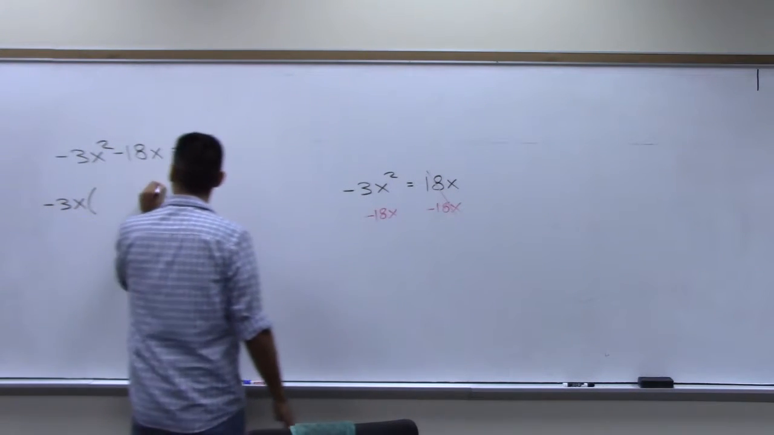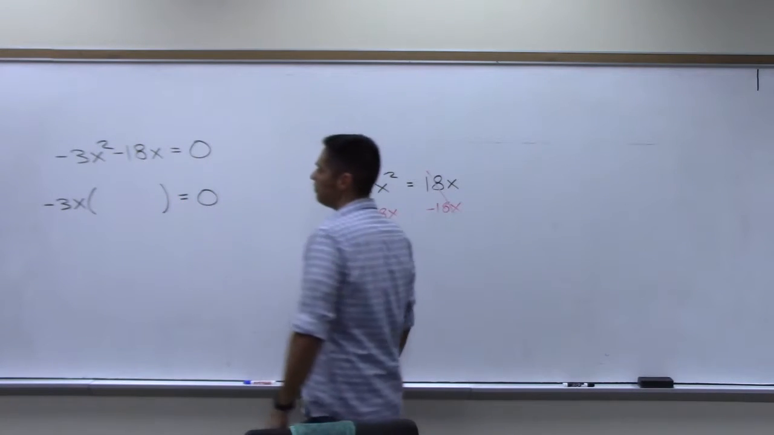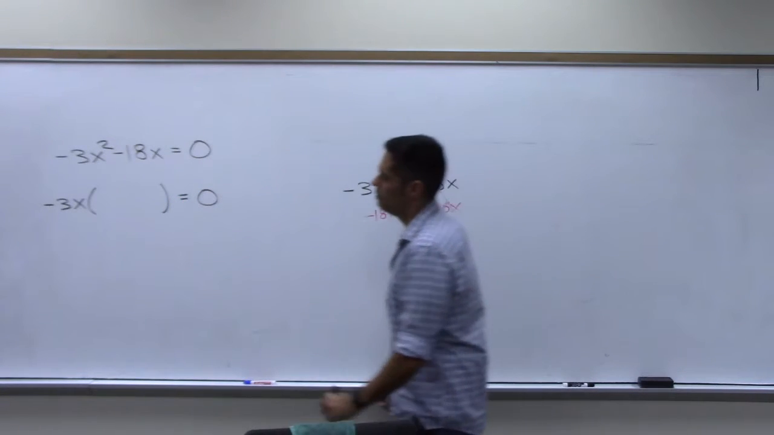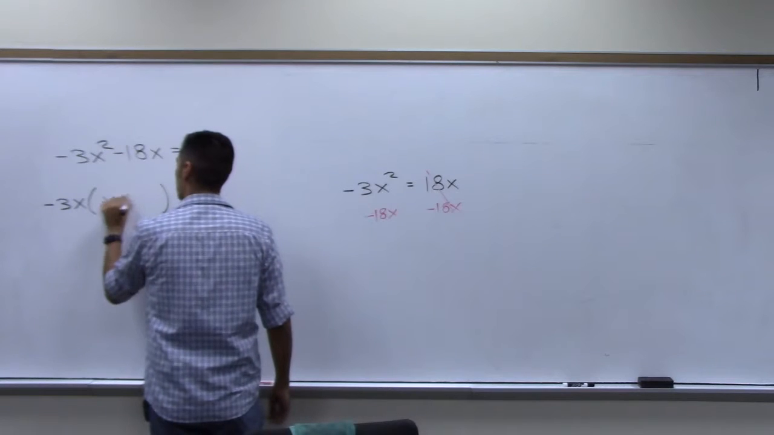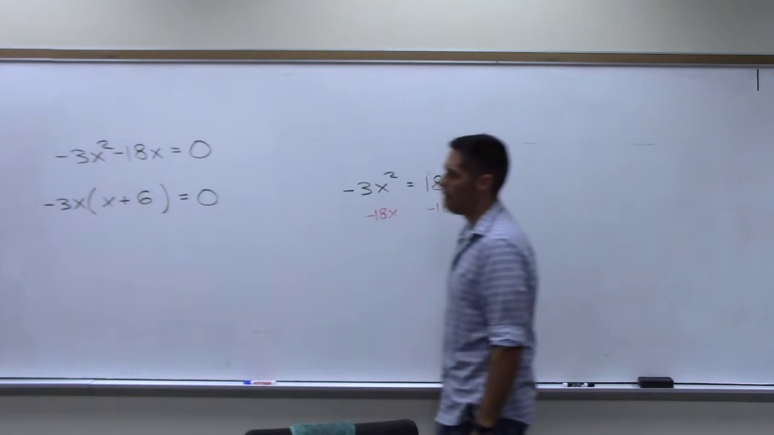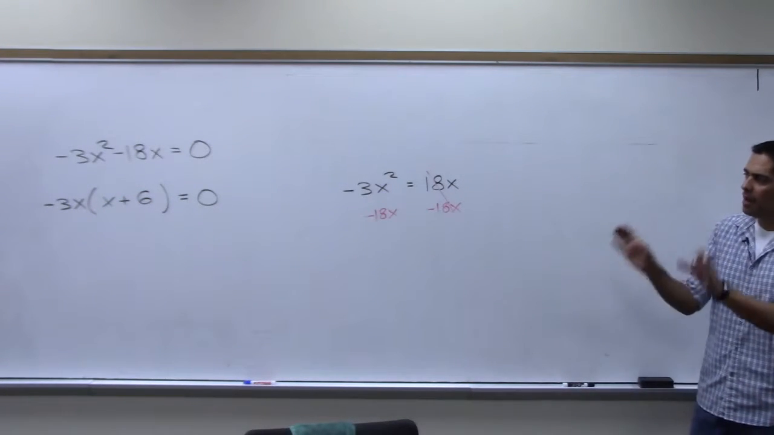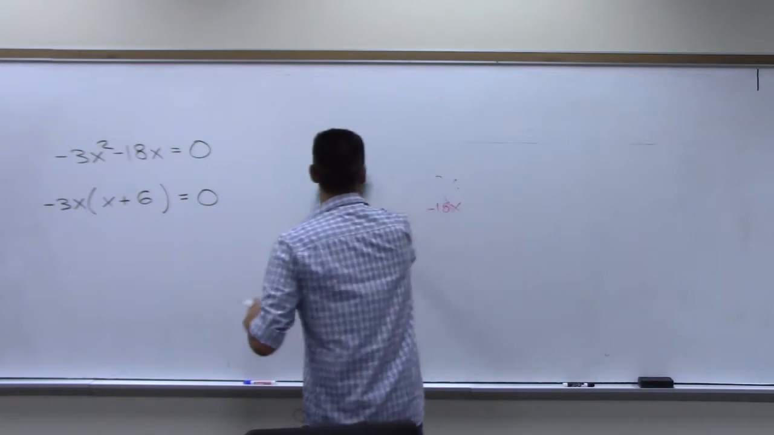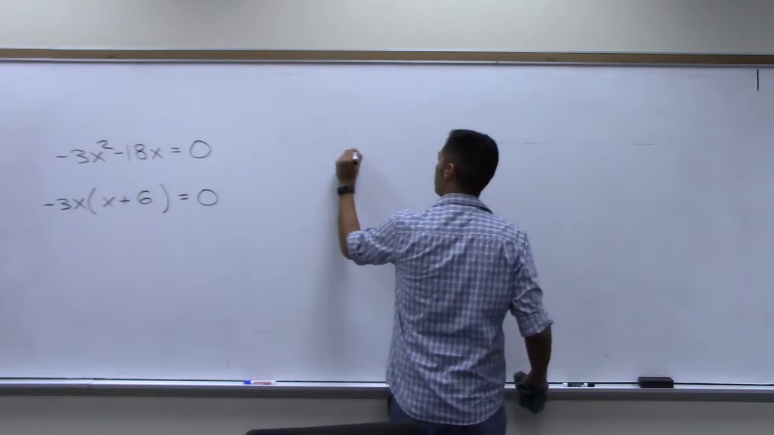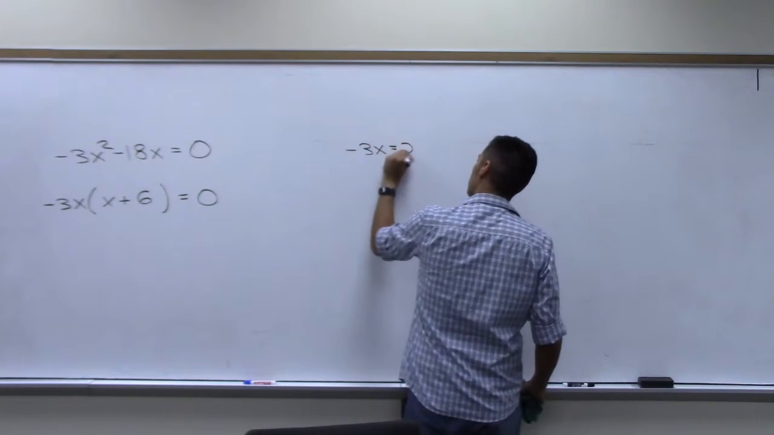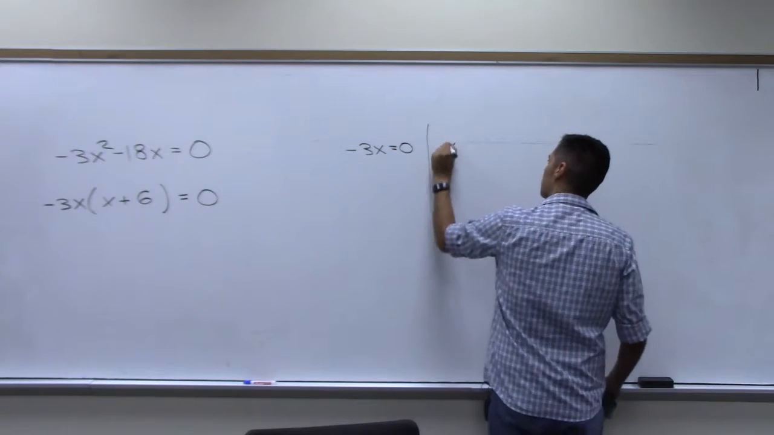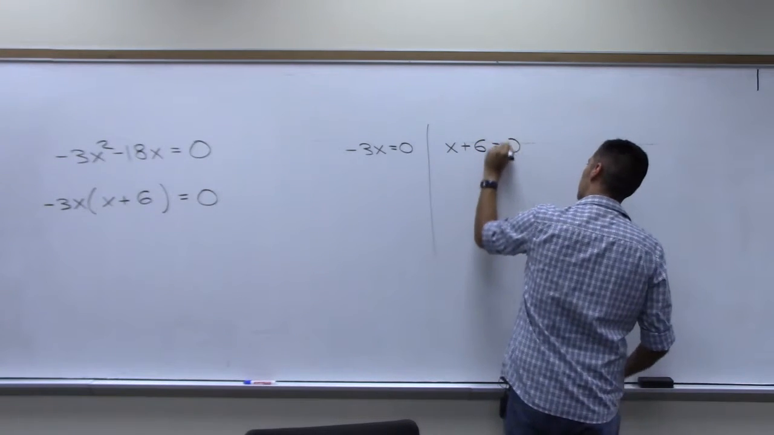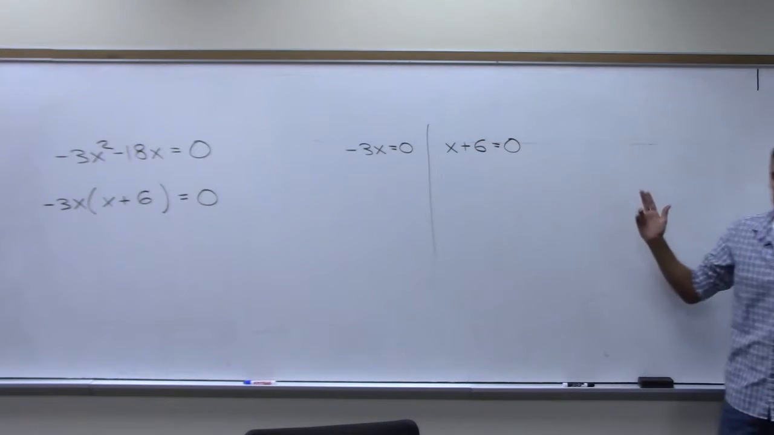All right, make sure you get your signs right here. What's still in here? X plus 6. Good. Now that you've got it broken down into 2 factors, you set each one of those equal to 0. So I'm going to set negative 3x equal to 0. I'm going to set x plus 6 equal to 0 and solve each of those equations.